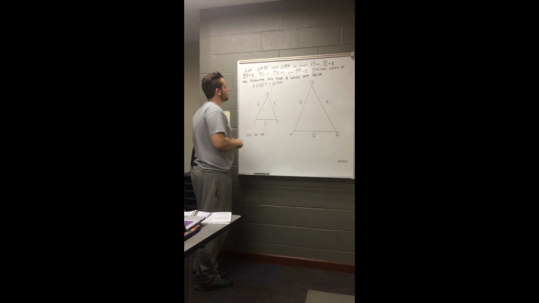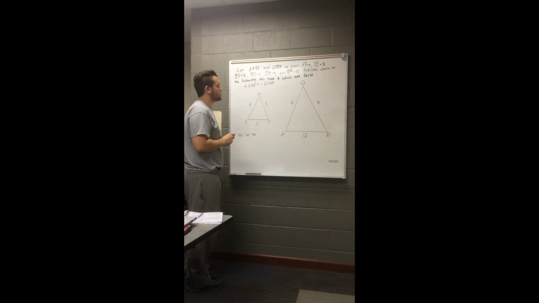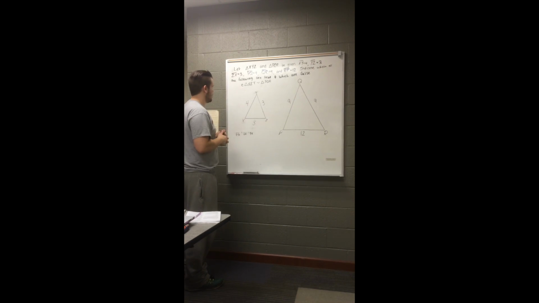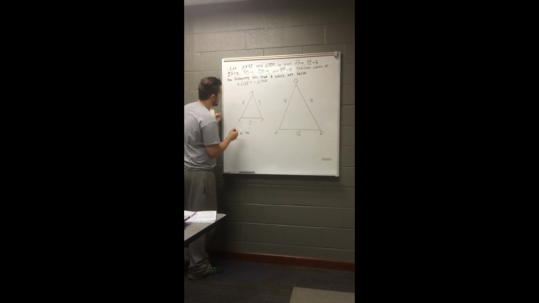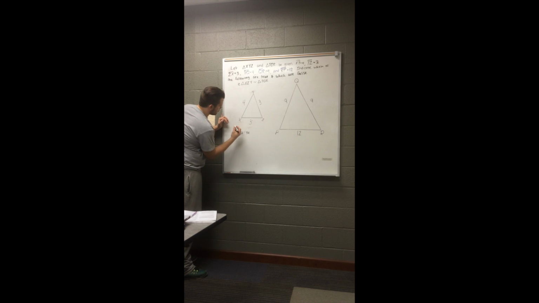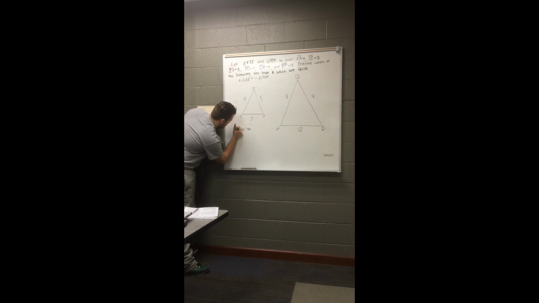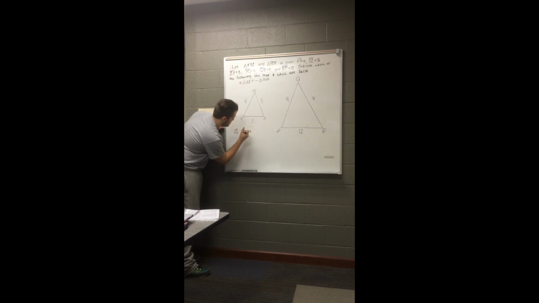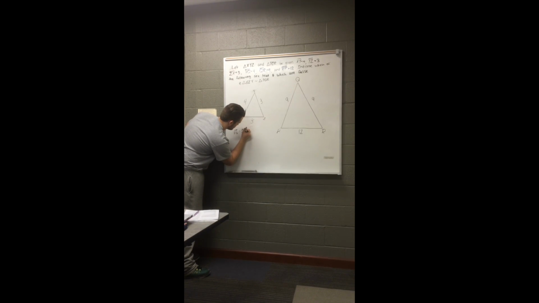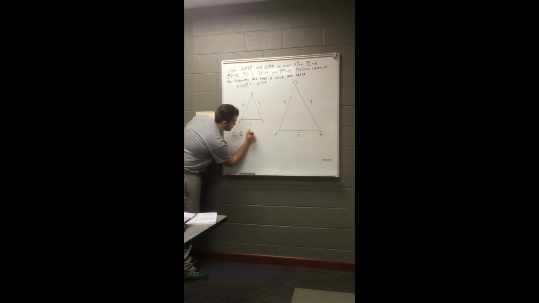Question E, you have triangle XZY is similar to PQR. So you plug it into the same theorem, and you would have XZ, ZY, and XY.